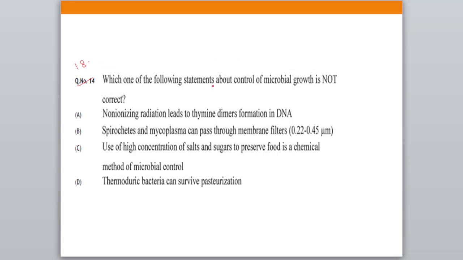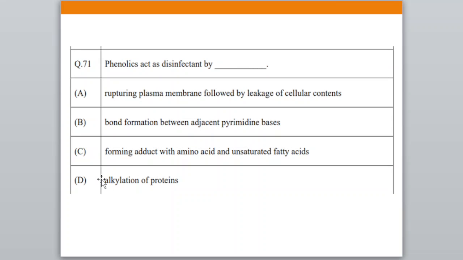Which of the following statements about control of microbial growth is not correct? A. Non-ionizing radiation leads to thymine dimer formation in DNA. Option B. Spirochetes and mycoplasma can pass through membrane filters. Option C. Use of high concentration of salt and sugar to preserve food is a chemical method of microbial control. Option D. Thermoduric bacteria can survive pasteurization. So your correct answer is option C. Use of high concentration of salt and sugar to preserve food is a chemical method of microbial control. Next question.